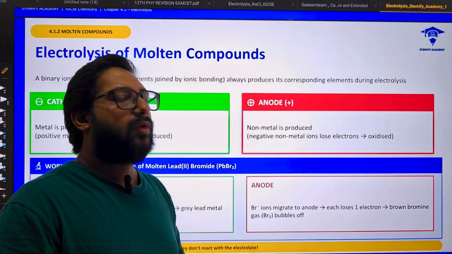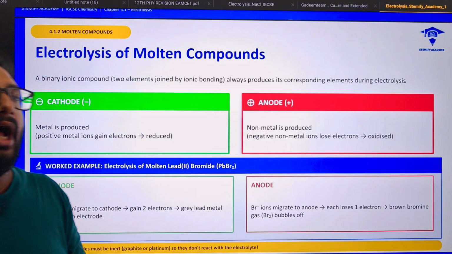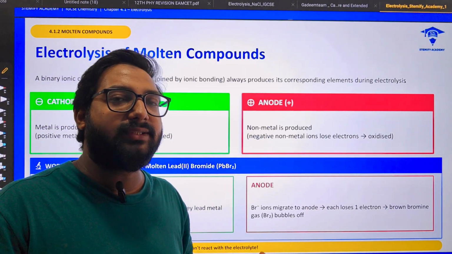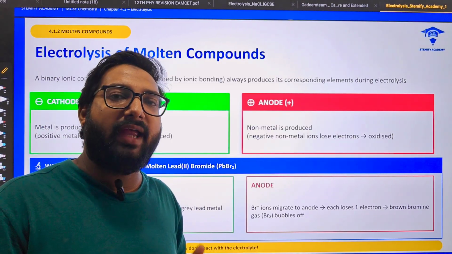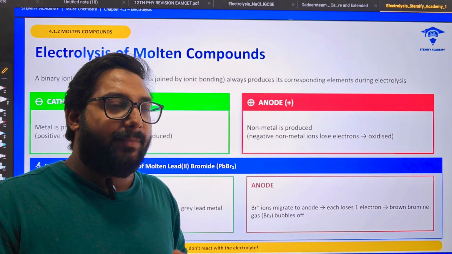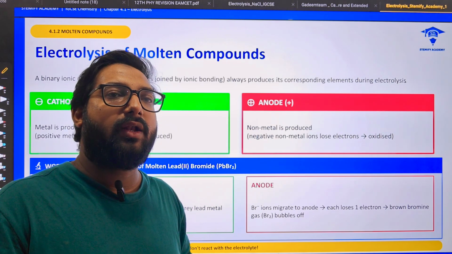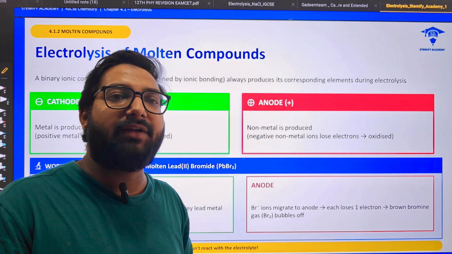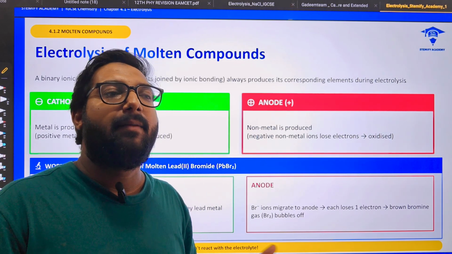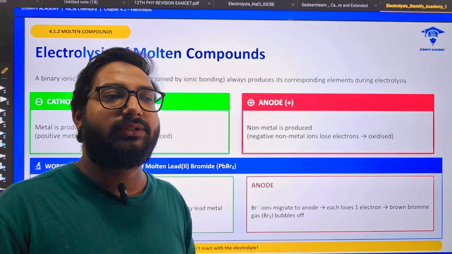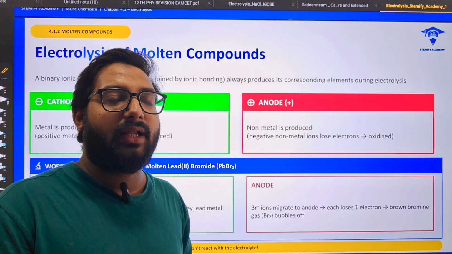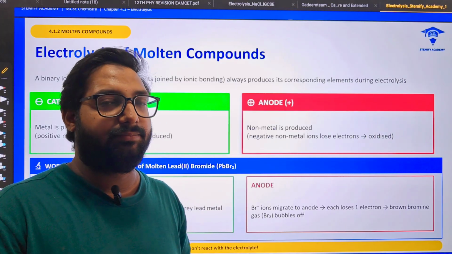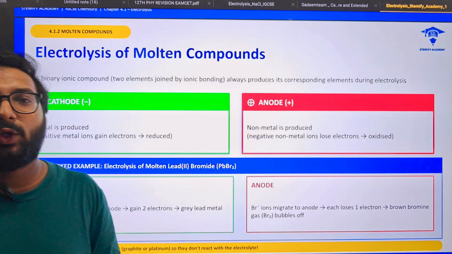In the next video, we'll understand how the electrolysis of molten solutions is different from electrolysis of aqueous solutions. Around 90% of students get confused between electrolysis of molten solutions and aqueous solutions, and write wrong answers in their exam. So see you in the next video.